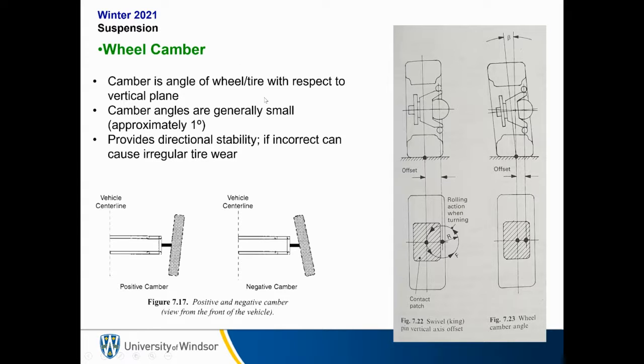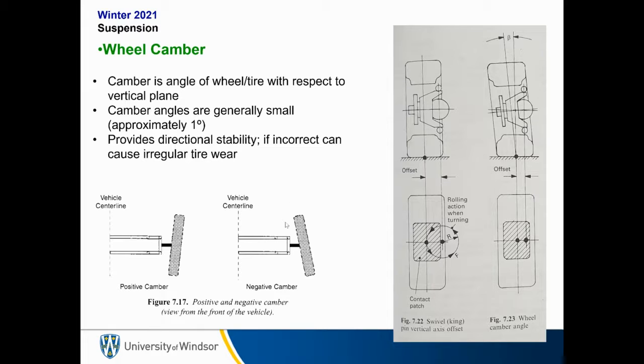If you look straight forward at a wheel that is connected to a vehicle, the camber is the angle with respect to the vertical line. So camber angles are generally very small, approximately only 1 degree or so. Why do we have camber? Well, it provides directional stability, but if it's incorrect, it can also cause irregular tire wear.